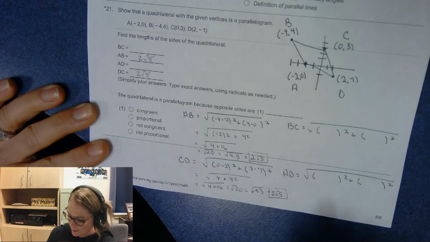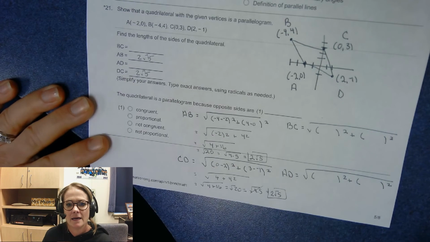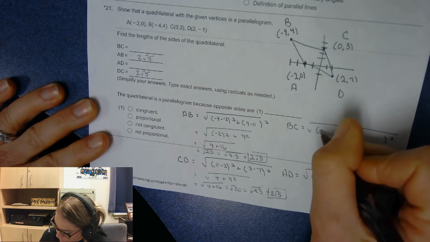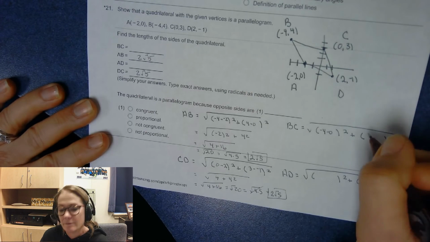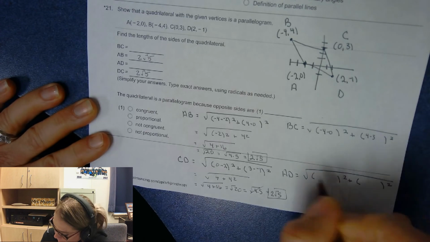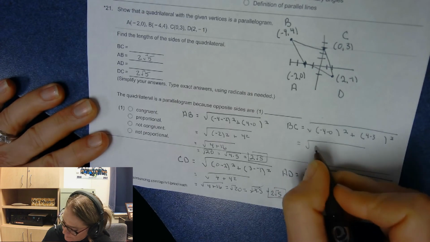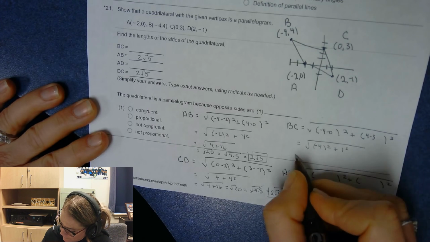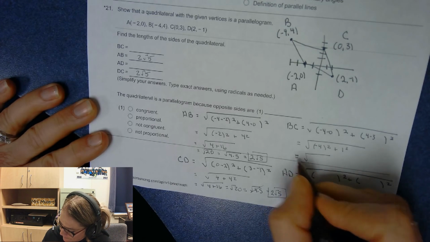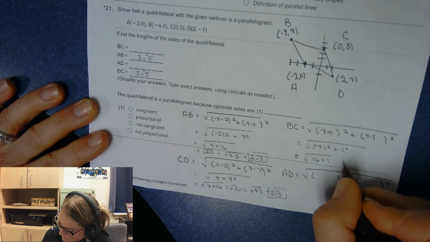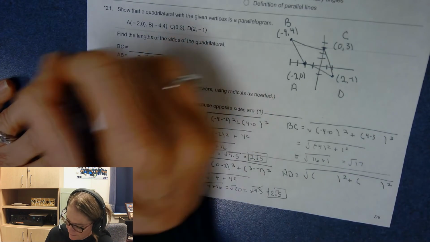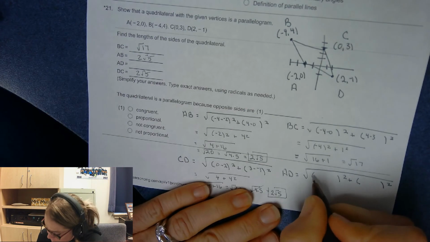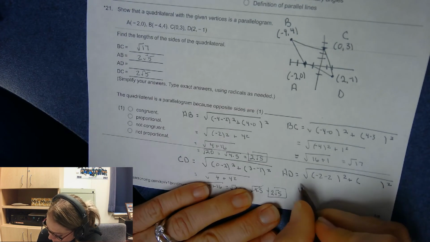So far, so good. Looks like we're going to have us a parallelogram. All right, so B, negative 4 minus 0, and 4 minus 3. So this one is negative 4 squared, and that's just plus 1 squared. So this is going to be equal to 16 plus 1. That's going to be root 17. That can't be simplified. Okay, and then AD here is going to be negative 2 minus 2.